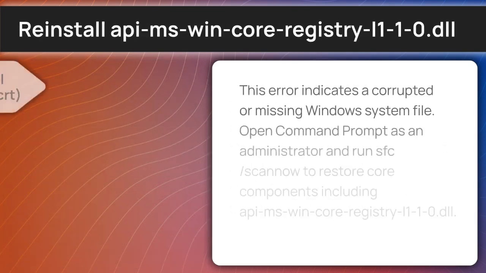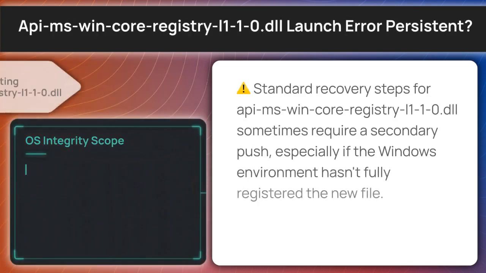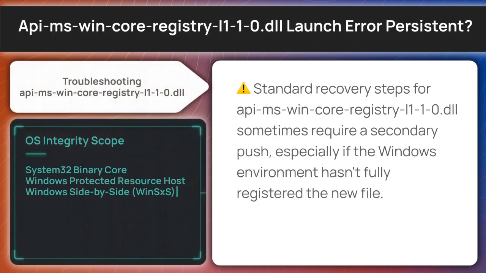This error indicates a corrupted or missing Windows system file. Open Command Prompt as an administrator and run sfc /scannow to restore core components including the Windows Core Registry API DLL. When a standard reinstall doesn't cut it, we move to advanced diagnostic steps to ensure the system is properly configured.